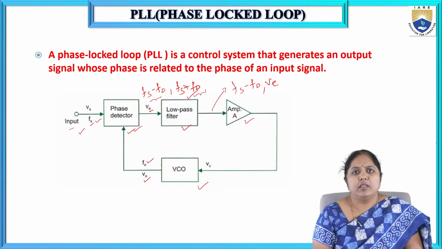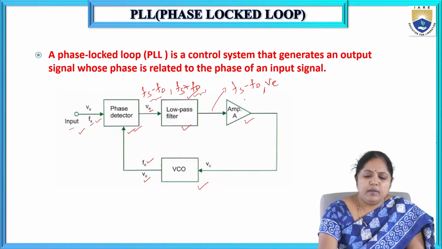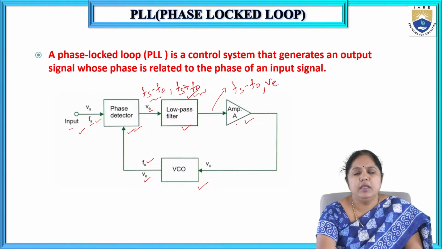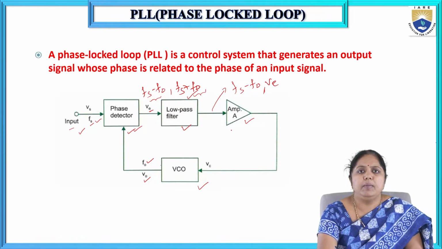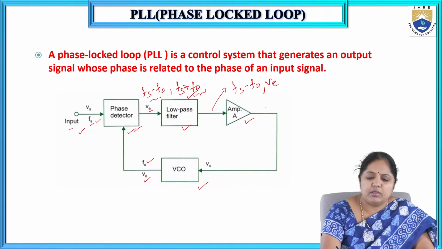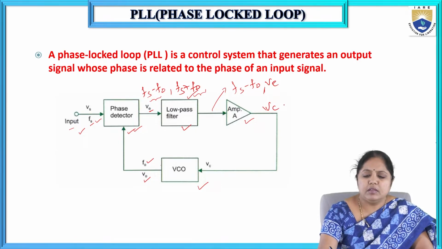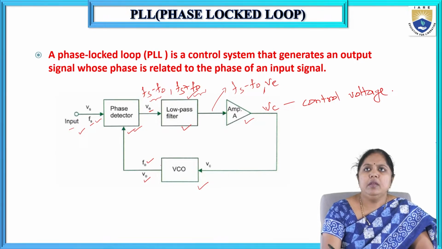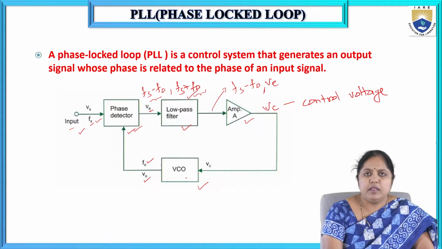The amplitude of the error voltage is very, very small, right? So that's why it is given as the input for the amplifier. What is the function of the amplifier? It amplifies the input signal, meaning it improves the strength of the input signal. That's why the output of this amplifier is represented as VC. VC is nothing but the control voltage. This control voltage is given as the input for the VCO.